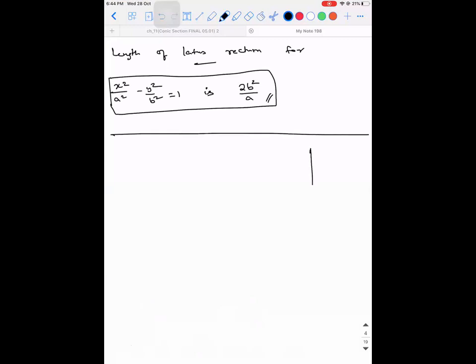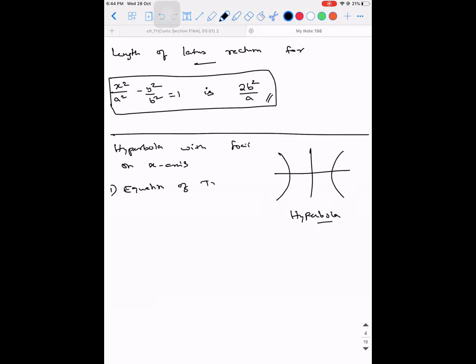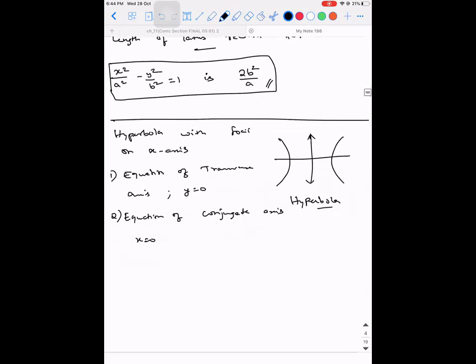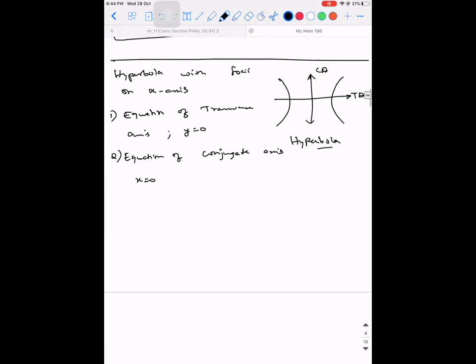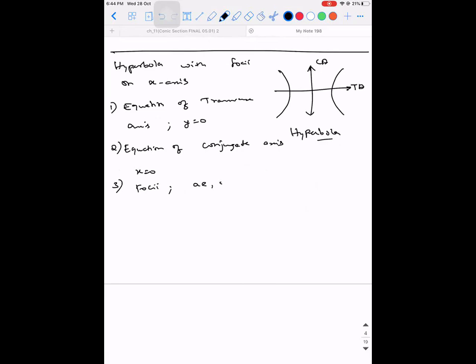Now see. Hyperbola with foci on the x-axis. They will ask, what is the equation of the transverse axis? y is equal to 0. Equation of the conjugate axis, x equal to 0. This is the transverse axis, this is the conjugate axis. Foci: plus or minus ae comma 0.